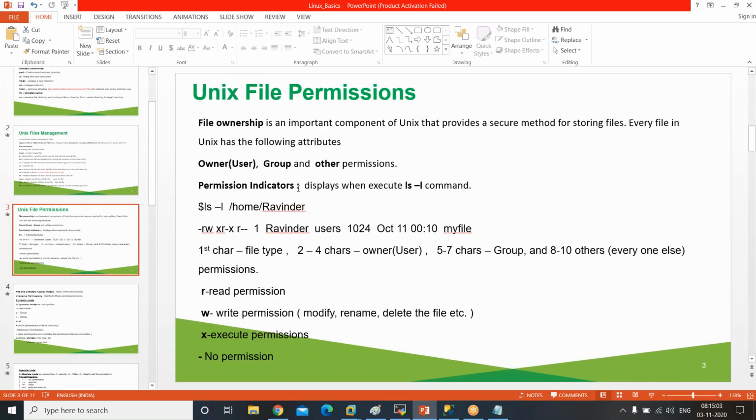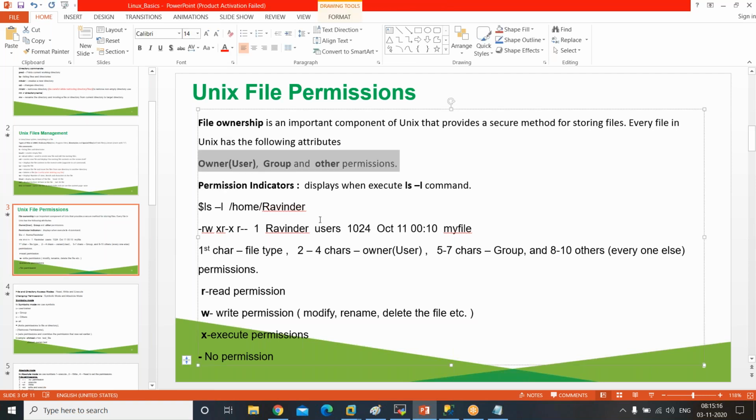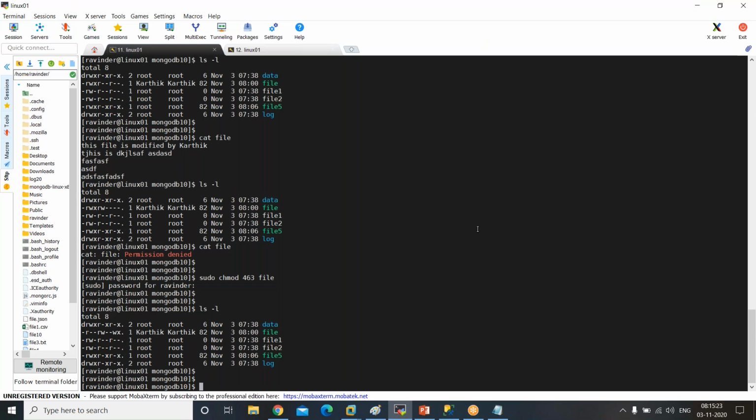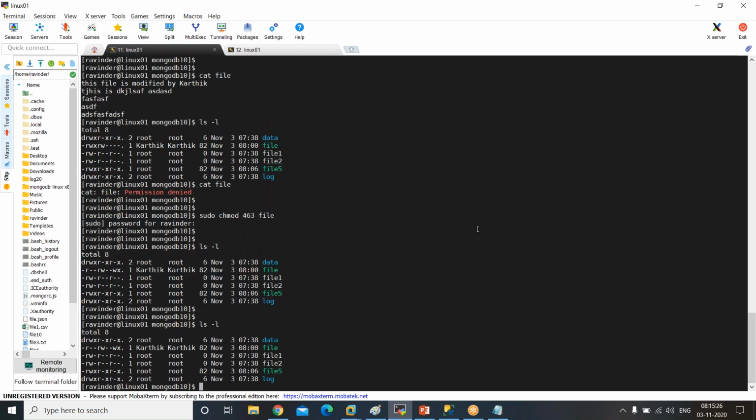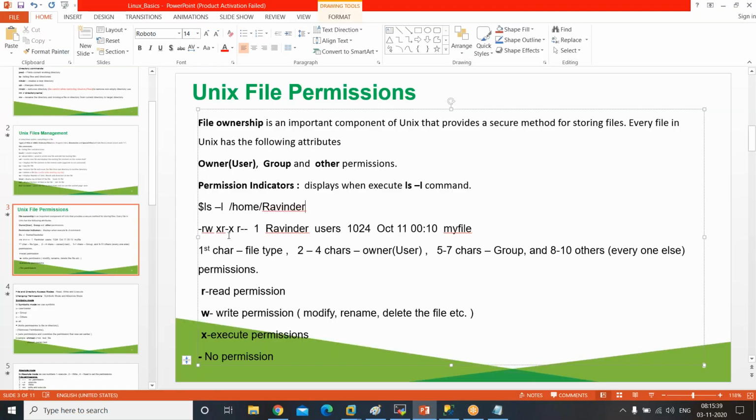I'll conclude this slide. File ownership is an important component of Unix that provides a secure method for storing files. Every file in Unix has the following attributes: owner, group, others. Three things will always be there. And for permission indicators, if you want to get the file level permissions, ls -l will give you each file's permissions. We see how many files there are, how many directories there are, what permissions you have at each file level, and who has what permissions. Owner has this permission, group has this permission, others have this permission. You can see that using ls -l.